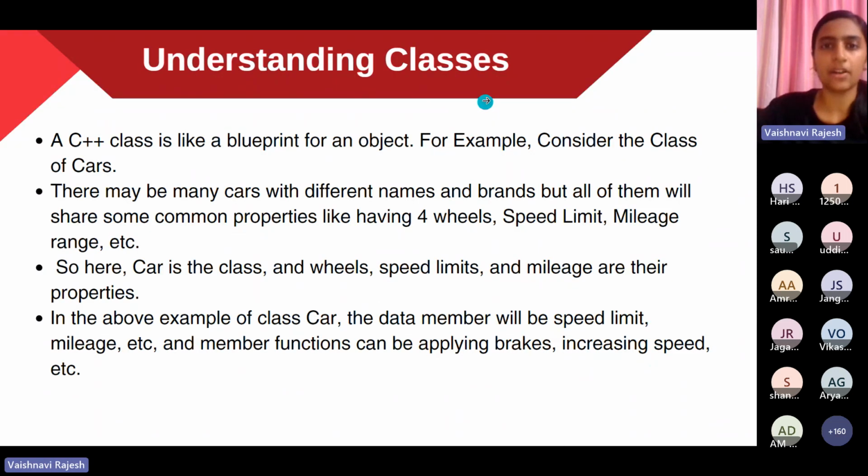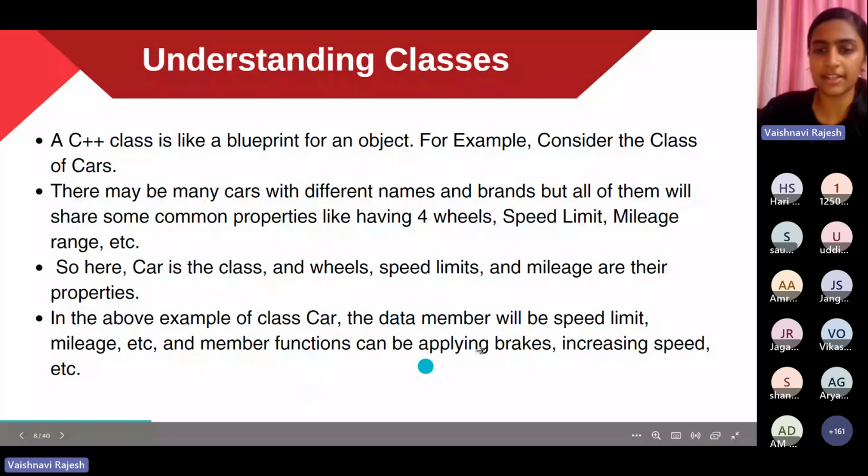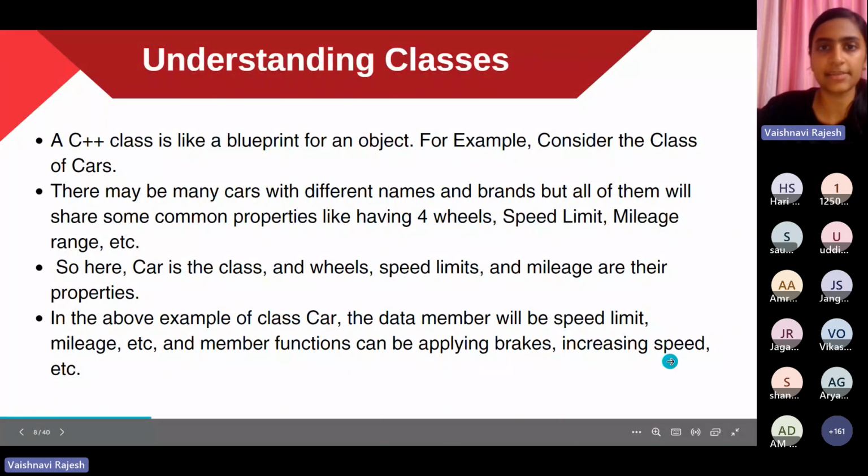Now let's see a simple analogy to understand classes better. Consider a class called cars. Now you can have different cars with different names, brands, models, etc. But all of them will have certain common properties like having four wheels, a speed limit, a mileage range, etc. So here, car is the class, and these properties are the members of the class. So we can take these properties, speed limit, mileage, to be the data members, and the member functions can be something like applying brakes, increasing the speed, etc.